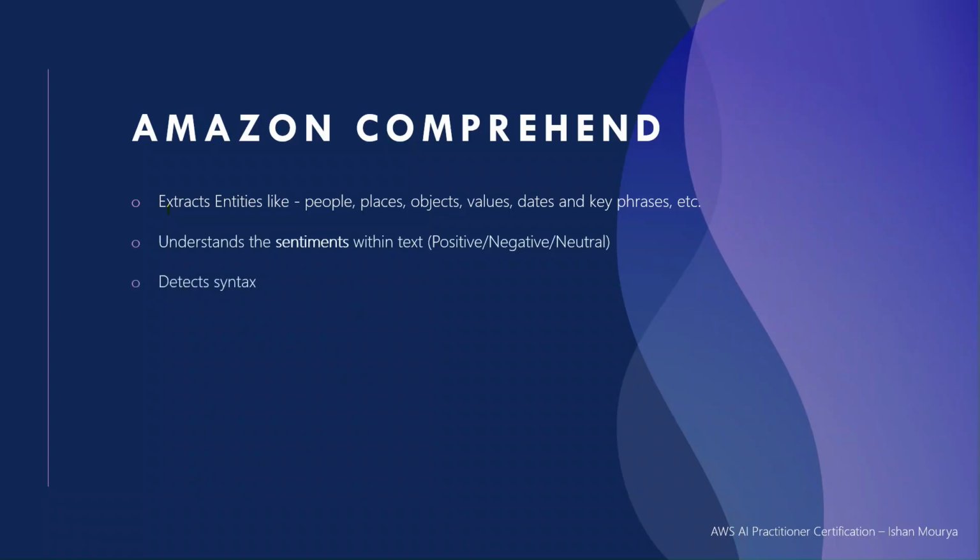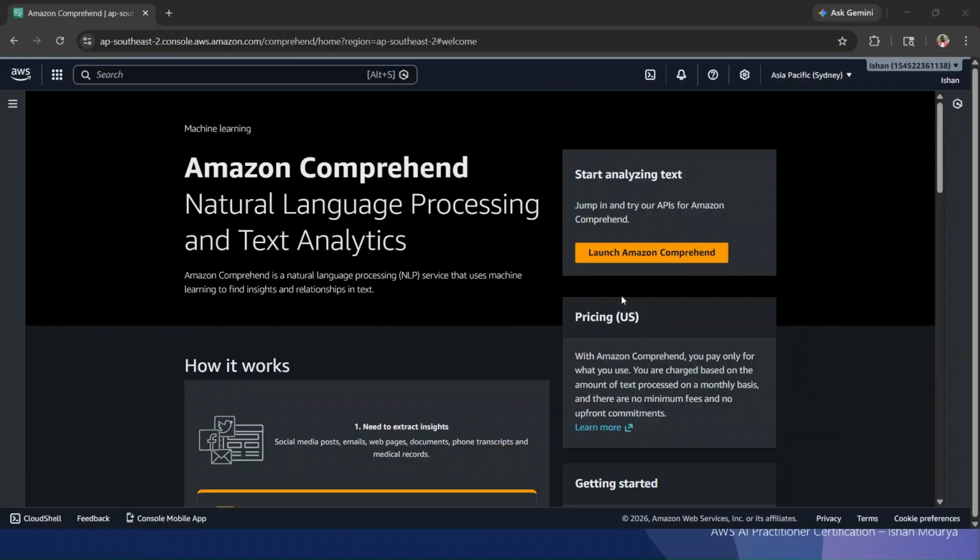It can even identify the syntax within the text. Syntax detection is like grammar detection. It can find out which nouns are there, which verbs are there within the text. Okay, so let's see in the Amazon console.